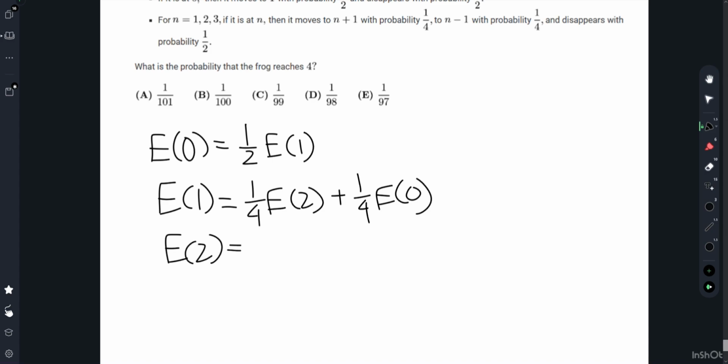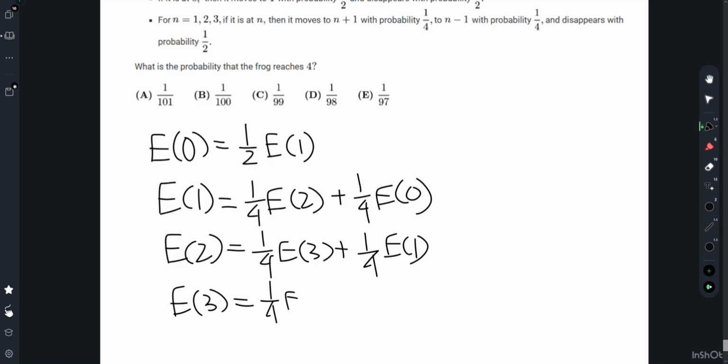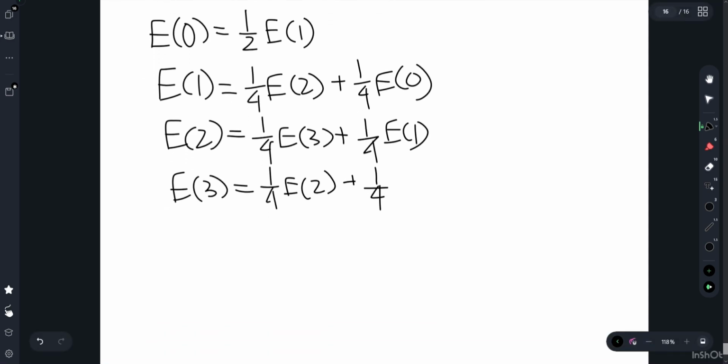E2 is equal to 1/4 E3 plus 1/4 E1. E3 is equal to 1/4 E2 plus 1/4 E4. But E4 is equal to 1, as it has already won, so that gives 1/4. So now let's find the solution of this system.